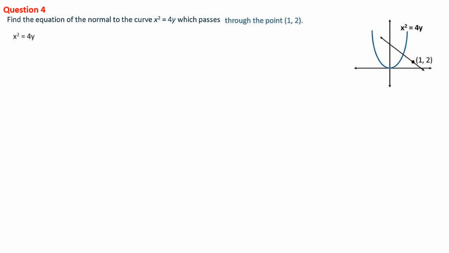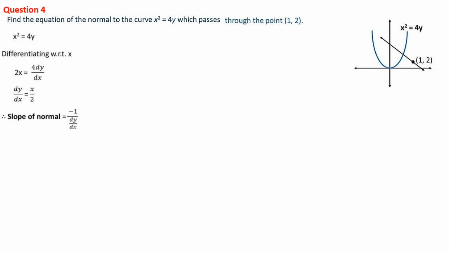So x square equal to 4y, that is the equation. Differentiate with respect to x: x square derivative is 2x, equals 4 into the derivative of y, dy by dx. So dy by dx is equal to 2x by 4, and when 2 and 4 cancel, it will be x by 2. Then the slope of the normal.